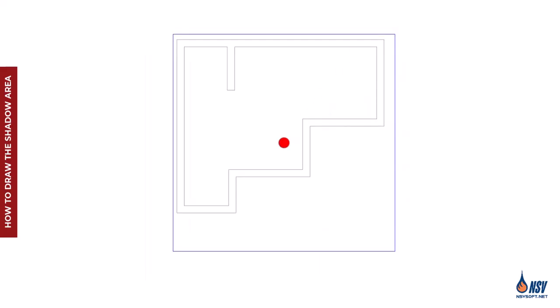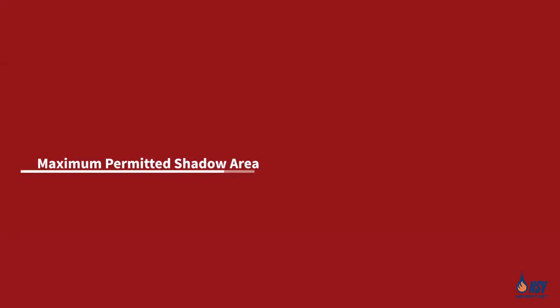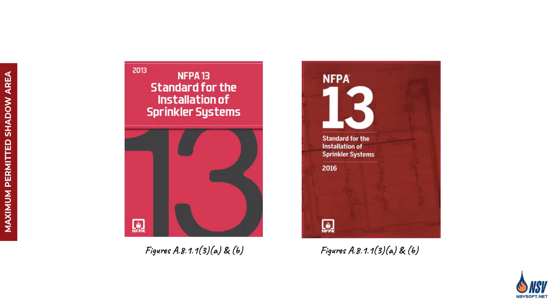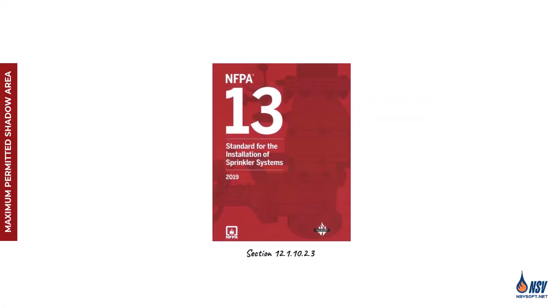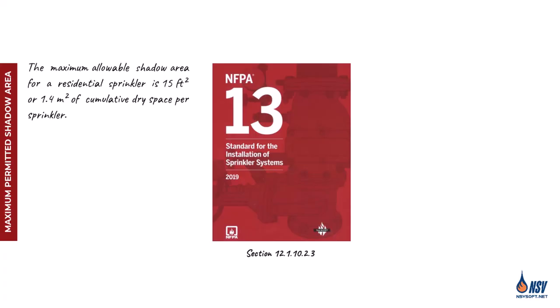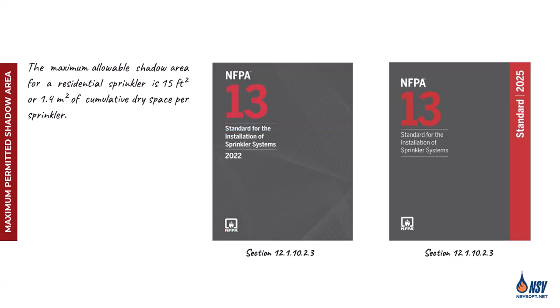When multiple obstructions fall within a sprinkler's coverage area, each shadow area from individual obstructions must be accounted for. Although shadow areas from walls and partitions were recognized in earlier editions, the 2019 edition of NFPA 13 established a specific limit, permitting up to 15 square feet of cumulative dry area per sprinkler. It's important to note that this requirement applies only to residential sprinklers.